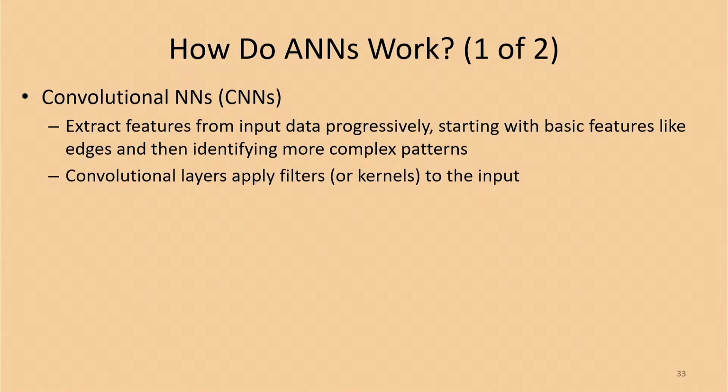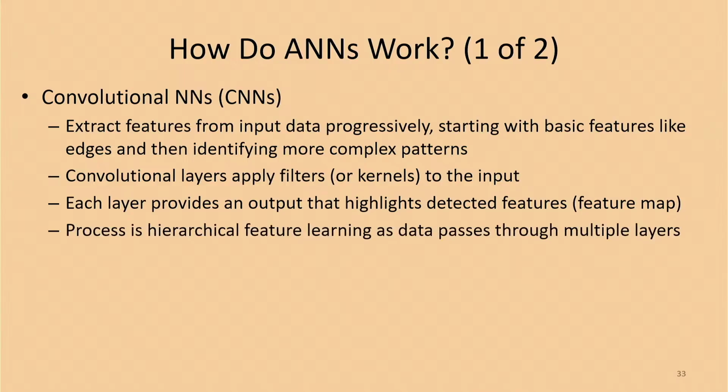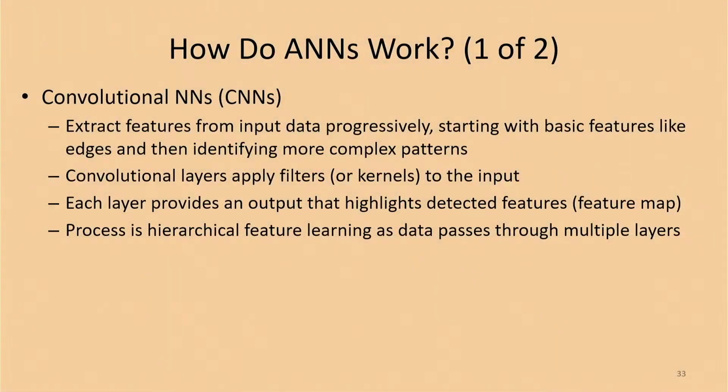Convolutional layers apply filters or kernels to the input. Each layer provides an output that highlights detected features, or a feature map. And the process is hierarchical. You look at the top, then the next, so it's hierarchical, okay? Feature learning as data passes through multiple layers.